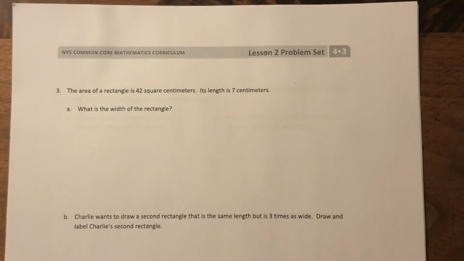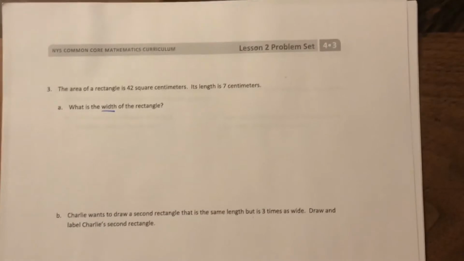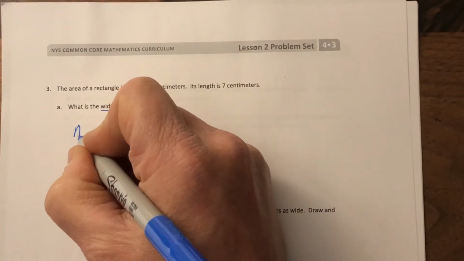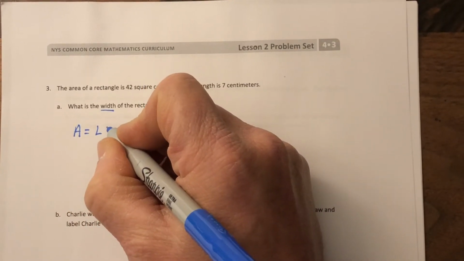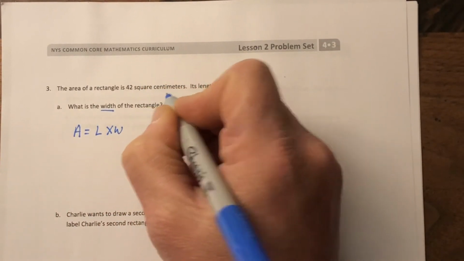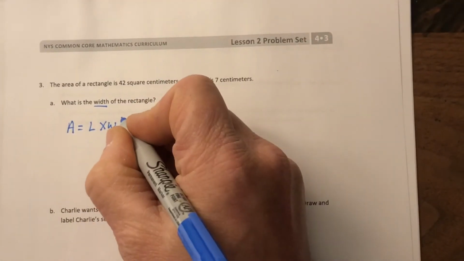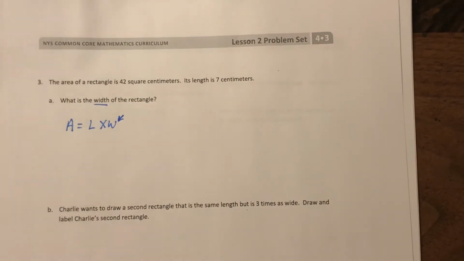So what I wanna do is draw it. So what is the width of the rectangle? Okay, so that's what the question is. What is the width of the rectangle? All right, so I know that area is equal to length times width, okay? So I'm gonna put my numbers in there. So I gotta find the width. I gotta find that right there. I gotta find the width of the rectangle, okay?